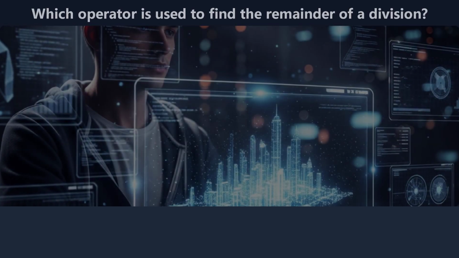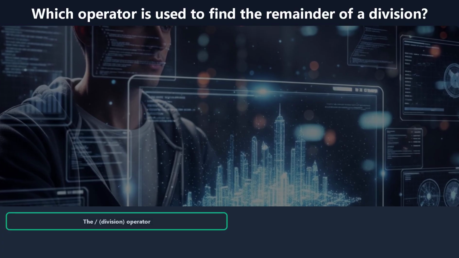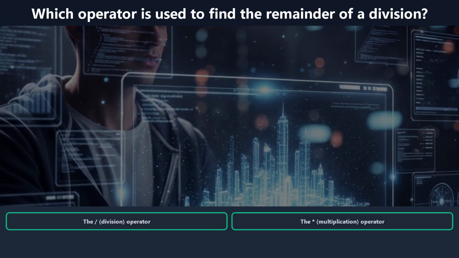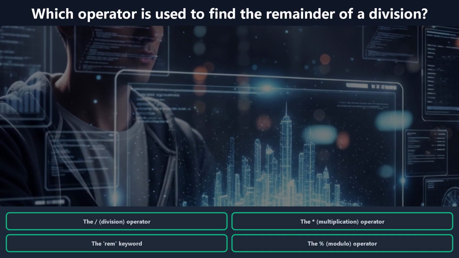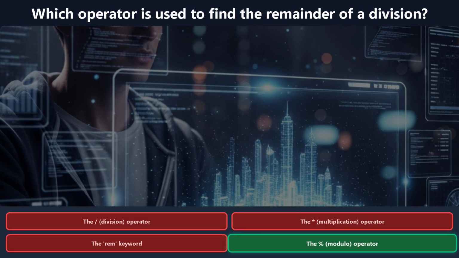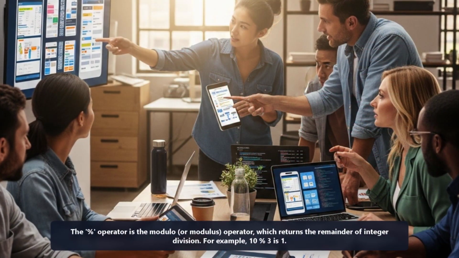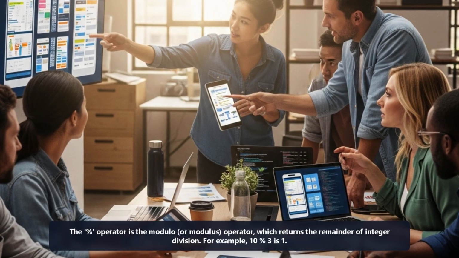Which operator is used to find the remainder of a division? The slash division operator. The asterisk multiplication operator. The rem keyword. The percent modulo operator. The percent operator is the modulo or modulus operator, which returns the remainder of integer division. For example, 10 % 3 is 1.